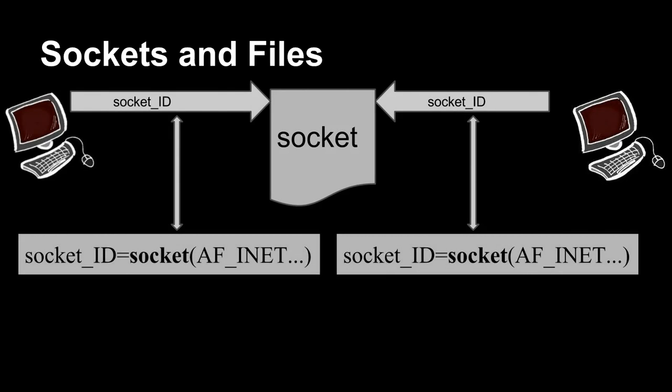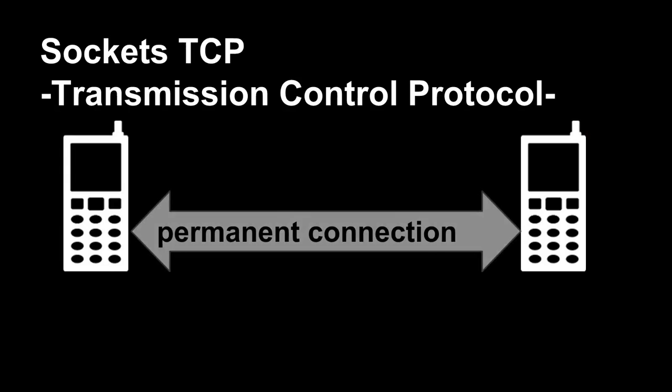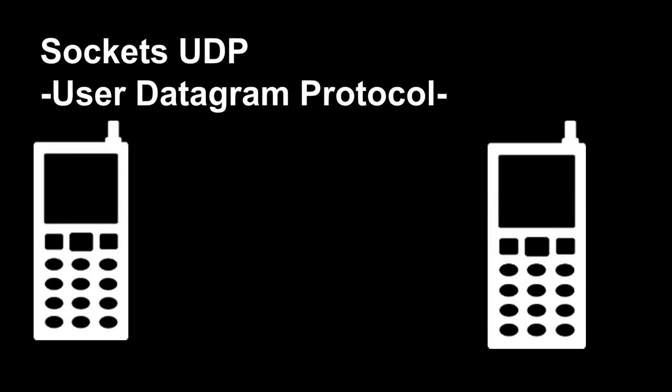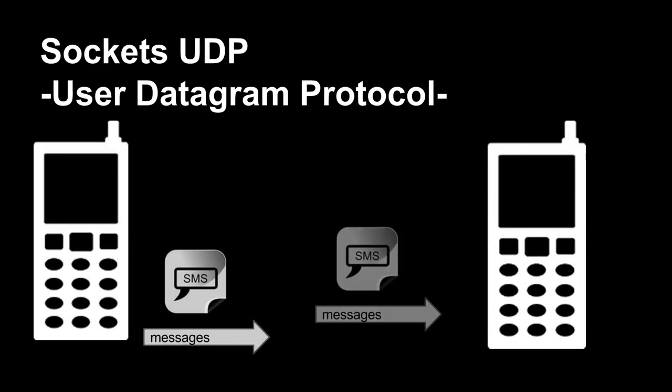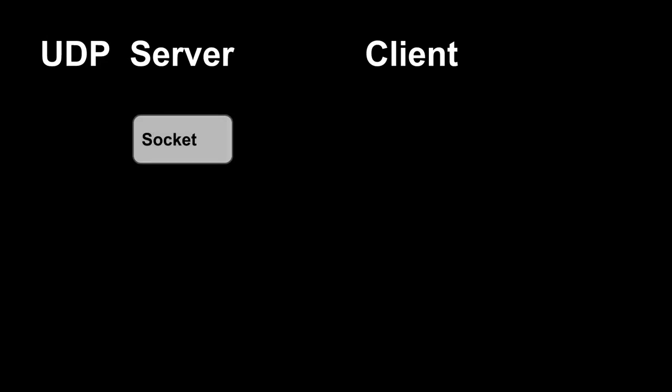There are two types of internet sockets, TCP and UDP. TCP sockets maintain a permanent connection like a call between two mobile phones. UDP sockets are connectionless, like when you send text messages from one phone to another. UDP sockets are easier to create.